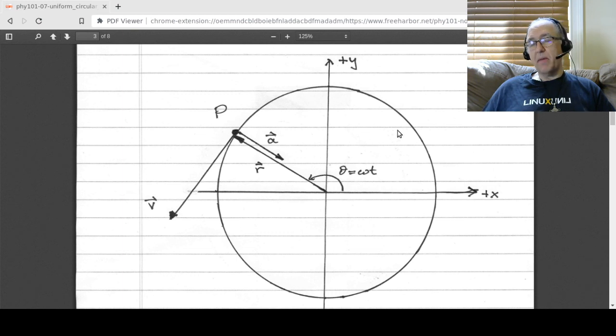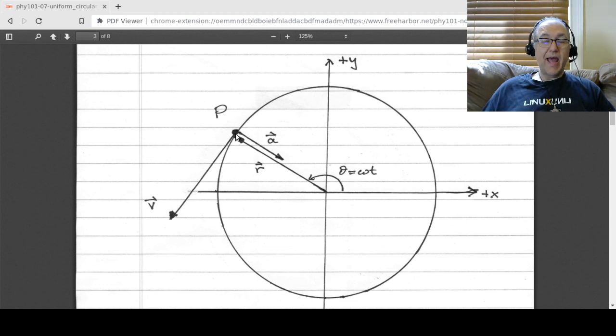So I moved the point P from quadrant 1 to quadrant 2 for no major reason, just because you're supposed to consider it anywhere on the circle. So I said, let's just consider when the object gets to this point P, which happens to be in the second quadrant, okay?